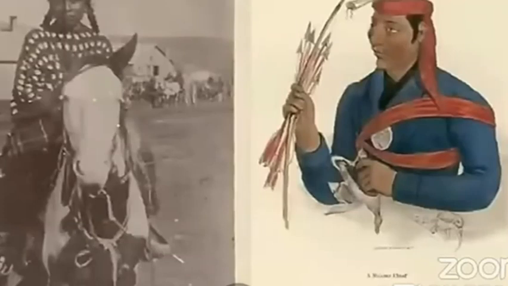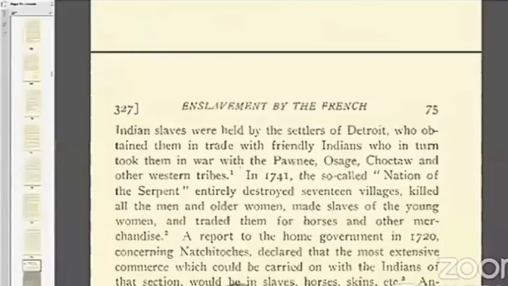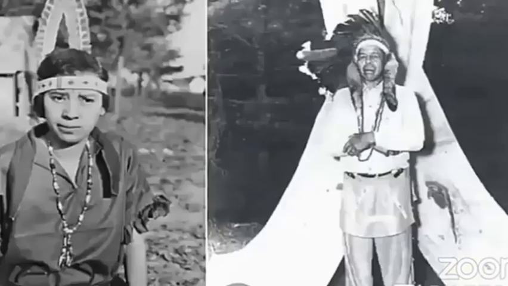Again, all these slaves, they're not African. The French are enslaving your ancestors. Until well into the latter half of the 18th century, Indian slaves were held by the settlers of Detroit, who obtained them in trade with friendly Indians, who in turn took them in war with the Pawnee, Osage, Choctaw, and other western tribes. All right, Indian slaves were held in Detroit. What's Detroit today? What's it full of? These were not Africans. You are not African.